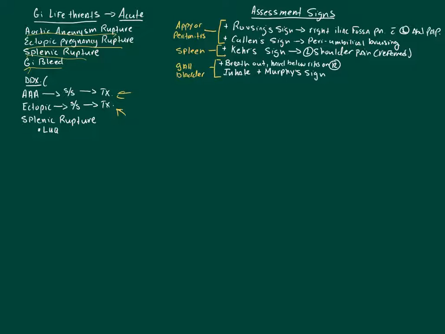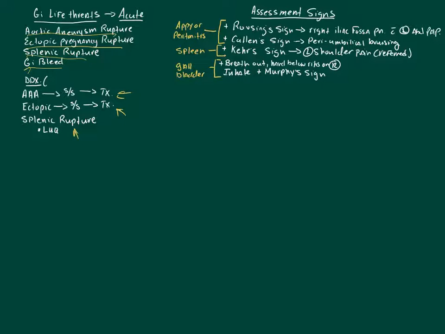Ectopic pregnancy, how do they present? Acute pain. Is it unilateral, bilateral? It's usually unilateral. Where does it tend to start? The lower quadrants, good, okay. And who do we see this in? Yeah, women of childbearing age, good.